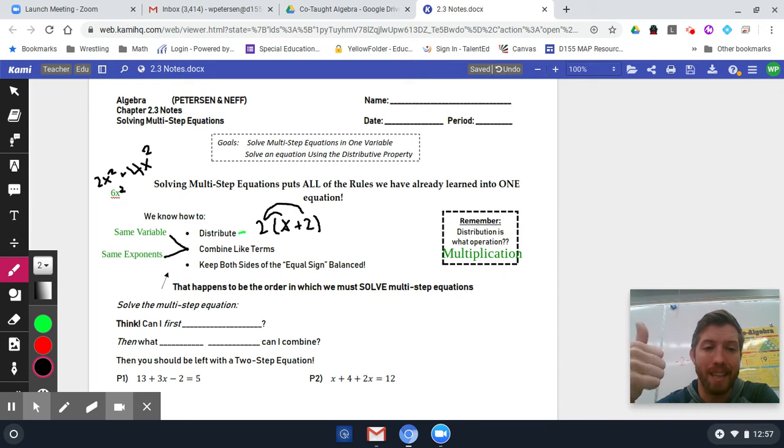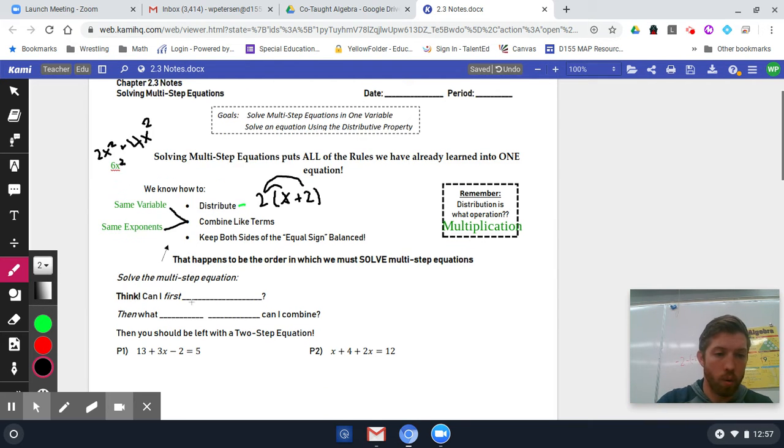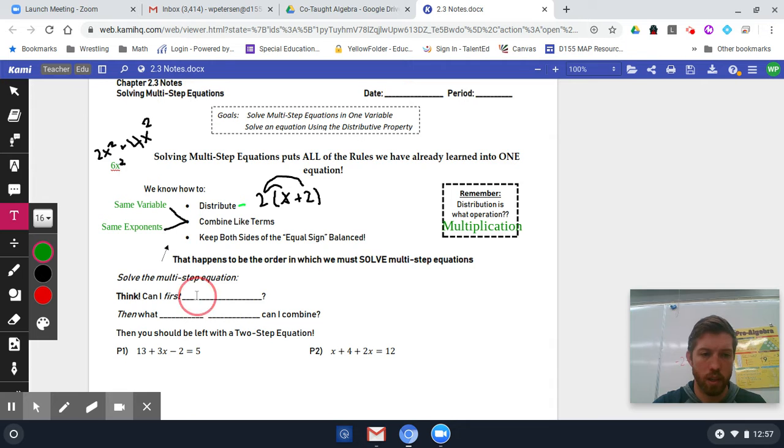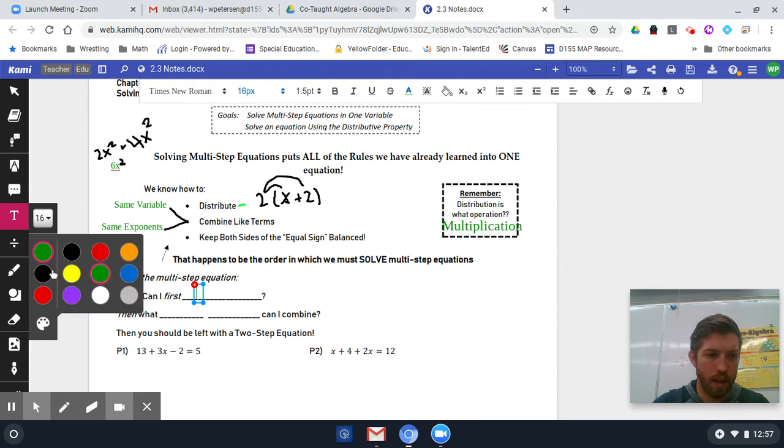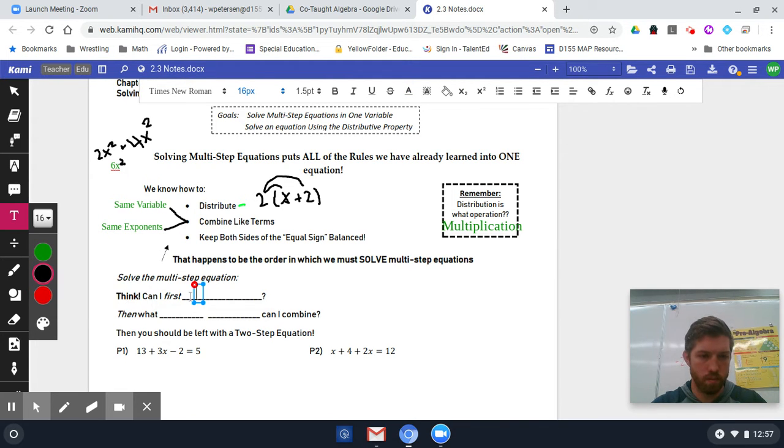So we need to remember to distribute. We need to remember that we can combine like terms, and we need to remember that we need to keep both sides of the equation balanced. So whatever we do to one side, we always do to the other side. If we can remember those three things, this makes it a lot easier. So think first. The very first thing you want to think of is, can I distribute? That's the first thing you should ask yourself.